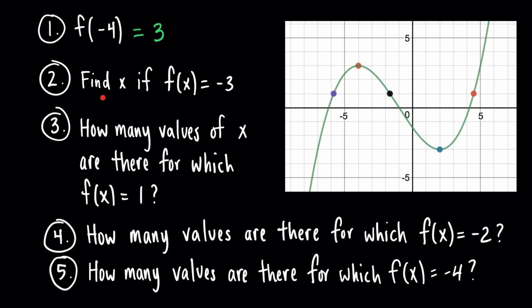Number 2 is asking, find x if f of x is negative 3. So be careful. This is not asking if x is negative 3. So we're not going to look here. This is when x is negative 3. It's saying the output value is negative 3. So you want to come down to negative 3 right here. And the question is, what is the input value that provides an output value of negative 3?